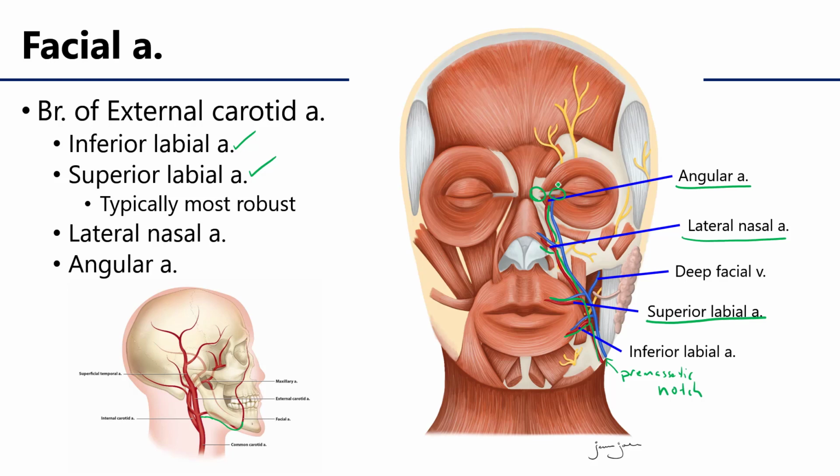So external carotid to the face at the pre-masseteric notch, inferior labial, superior labial, which is more robust, then lateral nasal, and then it's angular all the way up to about the medial angle or canthus of the eye.